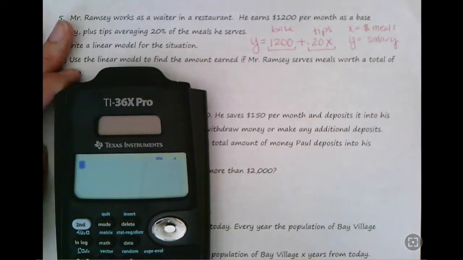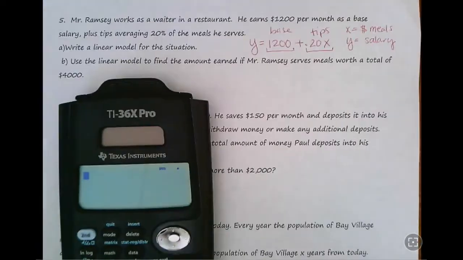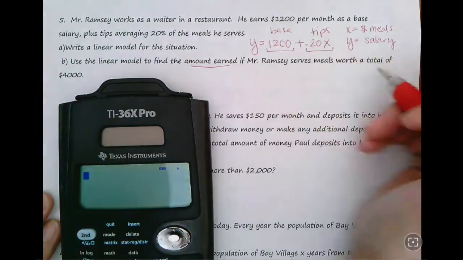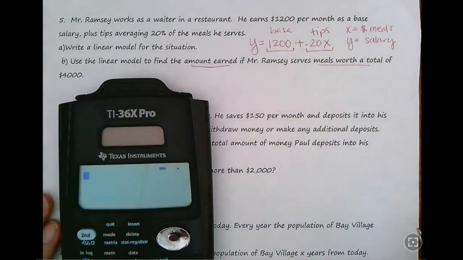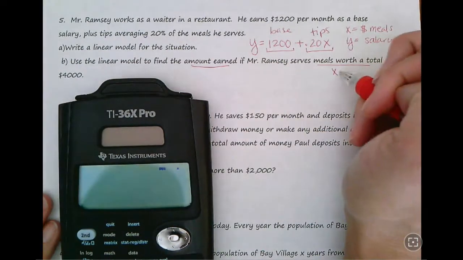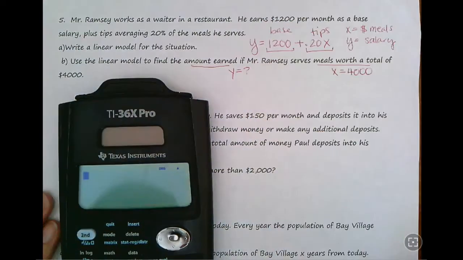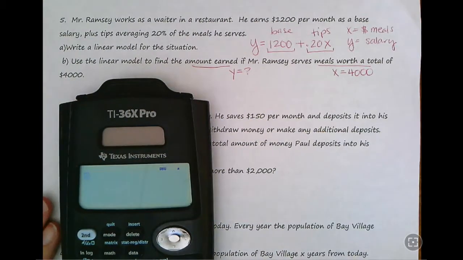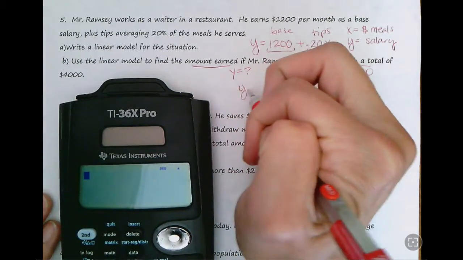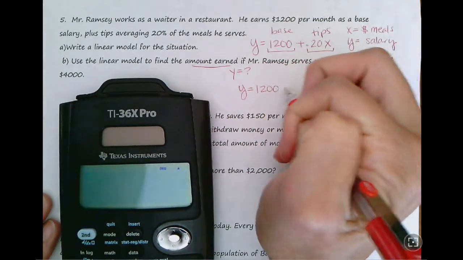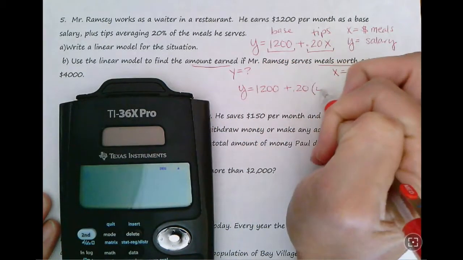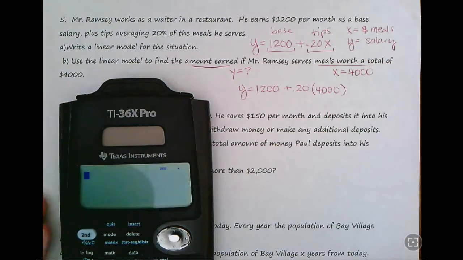Now, the very first question, or the only question after we come up with our linear model here, is to use this to find out how much he earned if he served $4,000 worth of meals. So we know how much he served, and we want to know how much he actually earned because of that. Mathematically, we just plug in, figure out what 20% of that 4,000 was, how much he made in tips, and add that to his base amount.